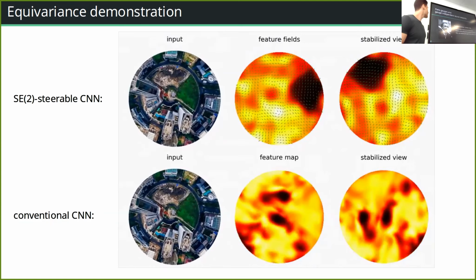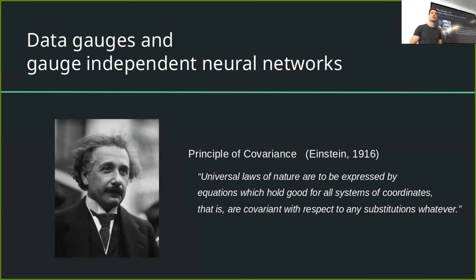All right, so I will come now to these passive viewpoints or gauge transformations. Actually, that's pretty close to Einstein's principle of covariance, since he said the universal laws of nature are to be expressed by equations which hold good for all systems of coordinates. And what we would argue is that also the laws of AI should be coordinate independent.